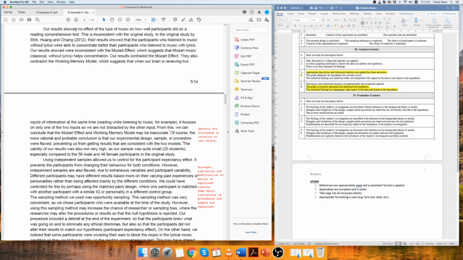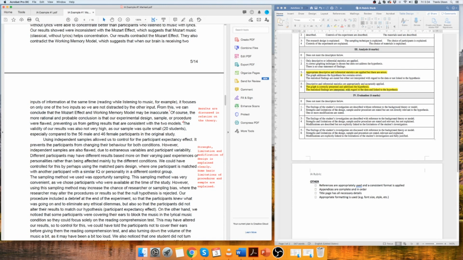So let's have a look here. Our results showed, so you begin with a summary of the results, that makes sense. Inconsistent with the original study, and that's okay, I don't really care about that. Our results show inconsistent with the Mozart effect. Okay, good. Music helps concentration. Results contradict the Mozart effect. They contradict the working memory model, which suggests that when our brain is receiving 2 inputs of information at the same time, it focuses only on one of the inputs, so we're not distracted by the other input. Okay. From this, we can conclude that the Mozart effect and working memory may be inaccurate.